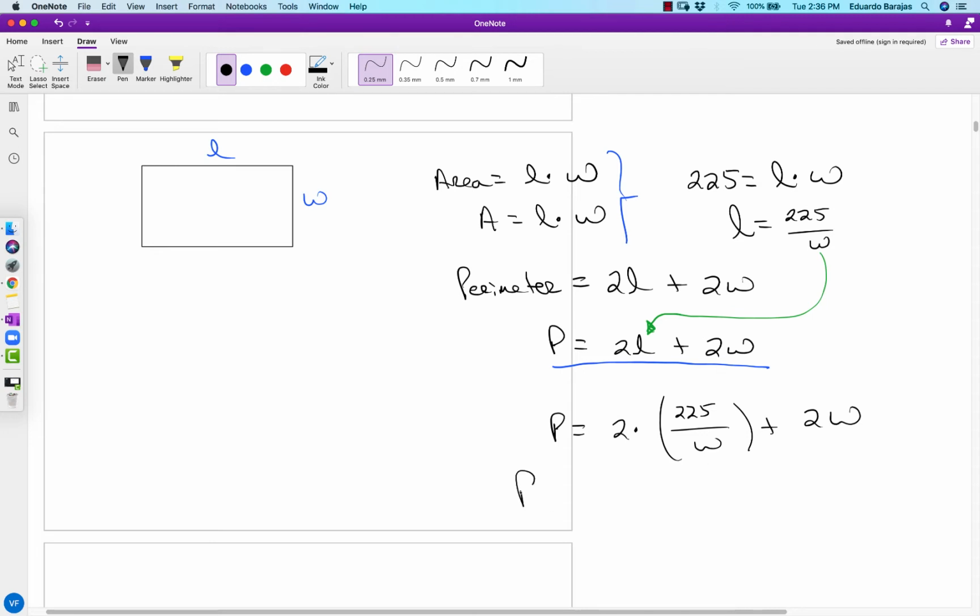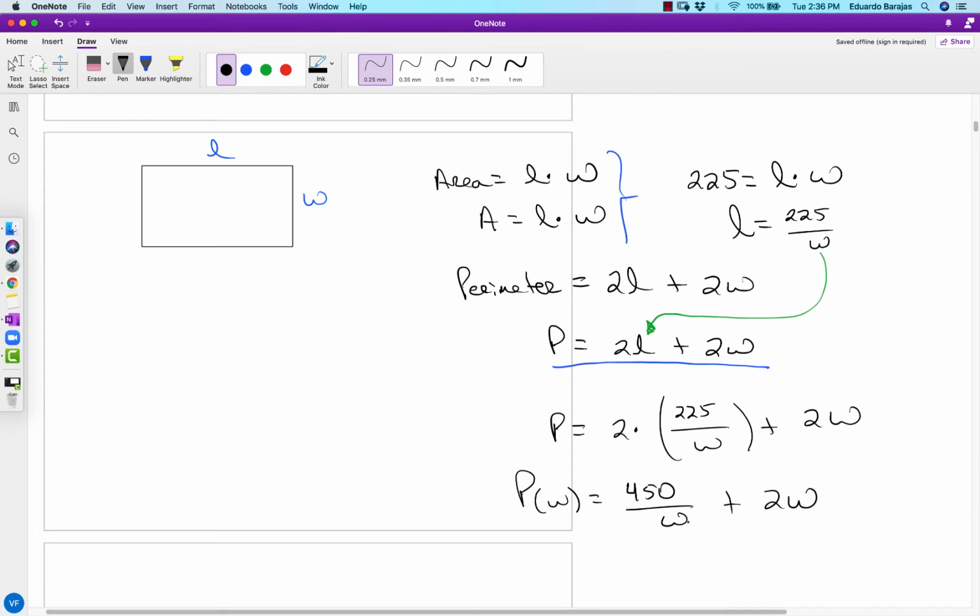So we could write it this way. P of W equals 225 times 2, which is 450, divided by W, plus 2W, right? So it's a function of W. Okay, so now this is what we want to work with. The first thing we want to think about is what is the domain of this function?